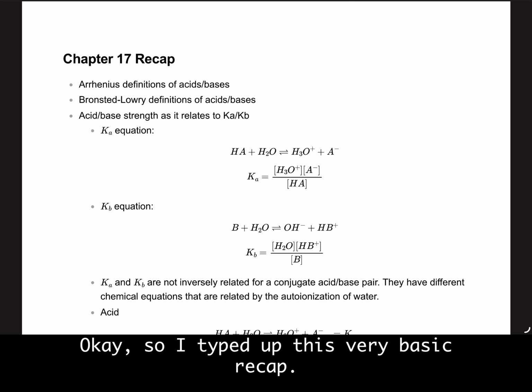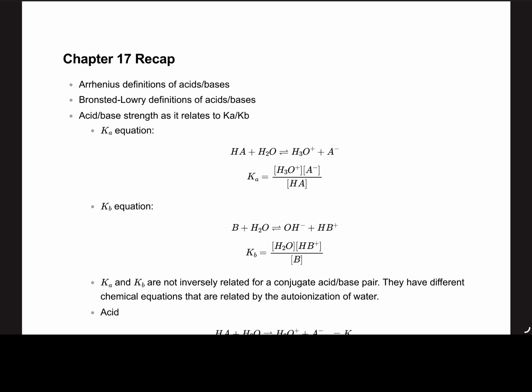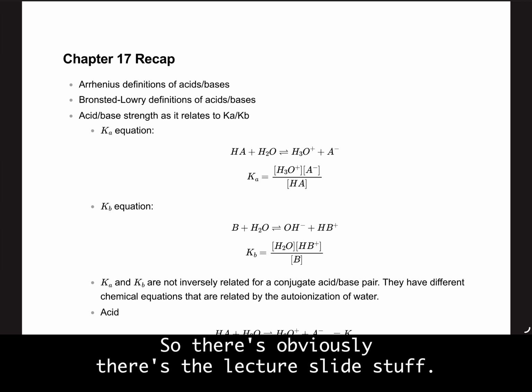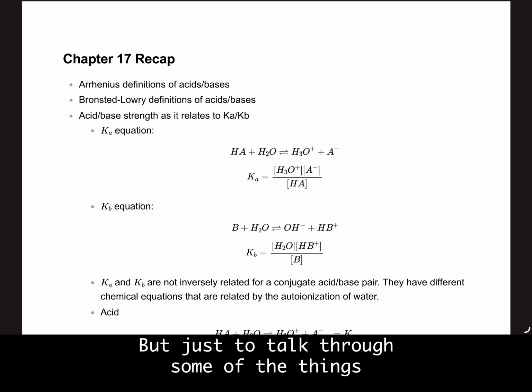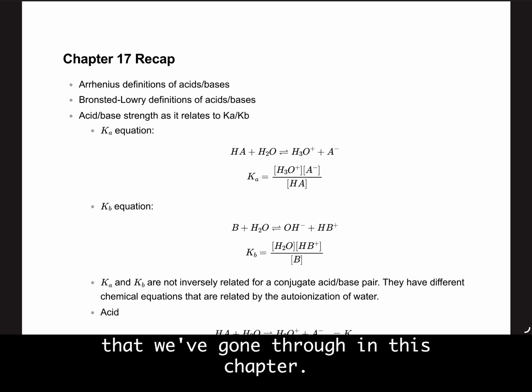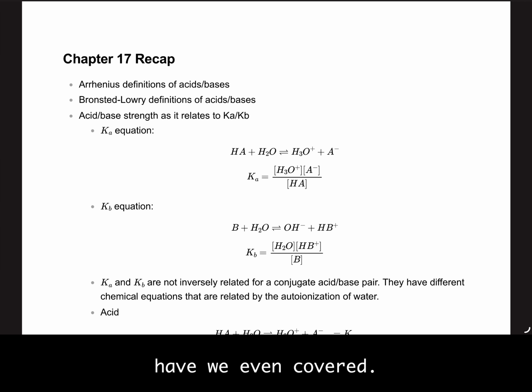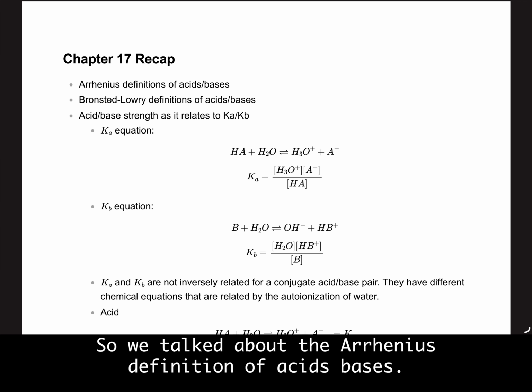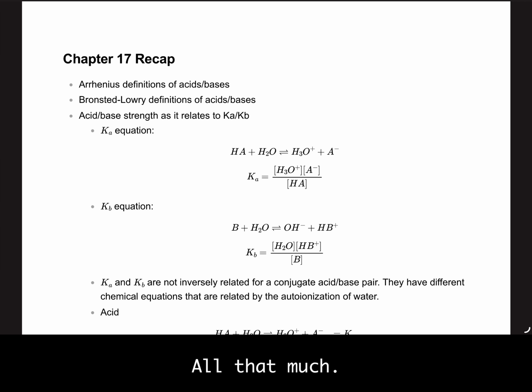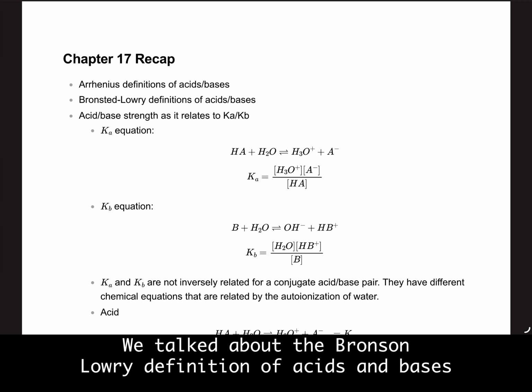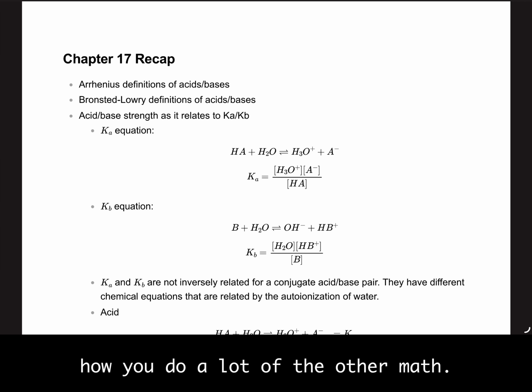Okay, so I typed up this very basic recap. There's the lecture slide stuff, but just to talk through some of the things that we've gone through in this chapter, because I was thinking about it and it's like, what have we even covered? So we talked about the Arrhenius definition of acids and bases. I don't care about that all that much. Don't spend too much time on that. It's a single line. We talked about the Bronsted-Lowry definition of acids and bases. That you should know because that kind of determines how you do a lot of the other math. So most everything was based on Bronsted-Lowry definitions.